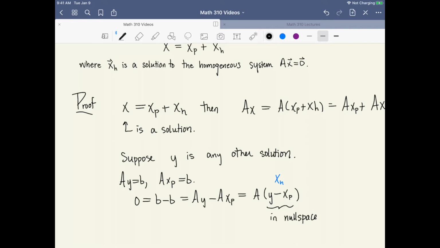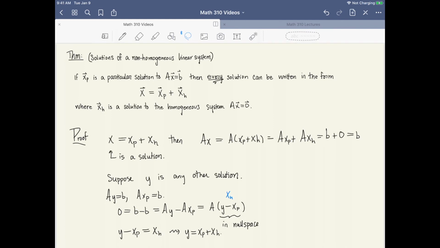But now what we have is that y minus xp is equal to xh for some vector xh in the null space. But that, of course, just tells us that y is of the form xp plus xh, just as we wanted to show.